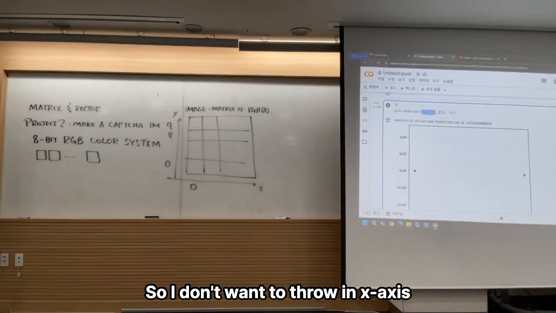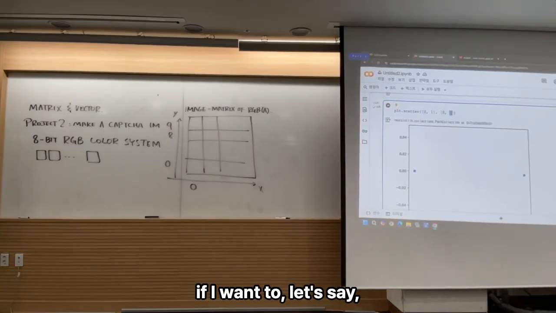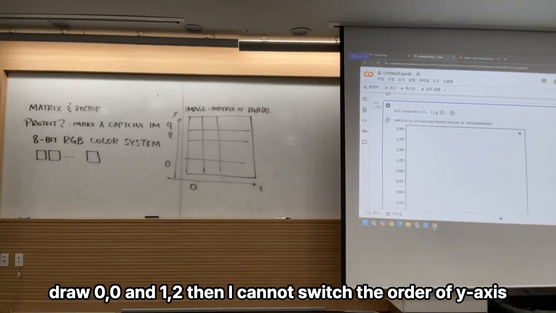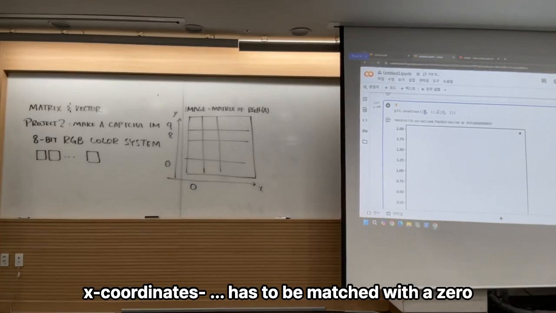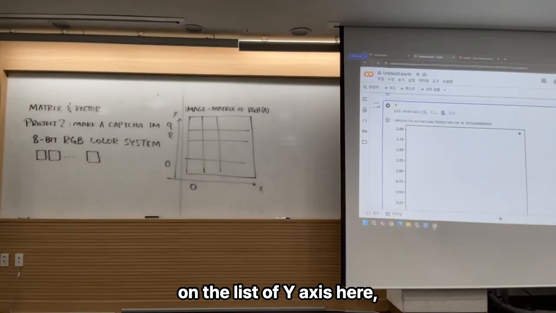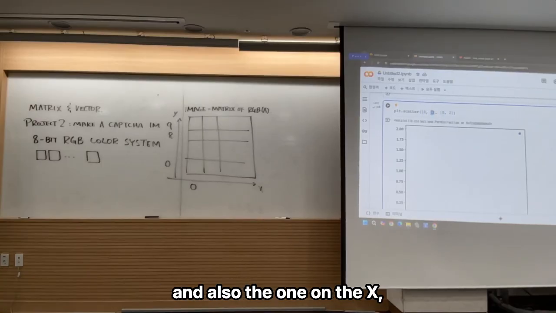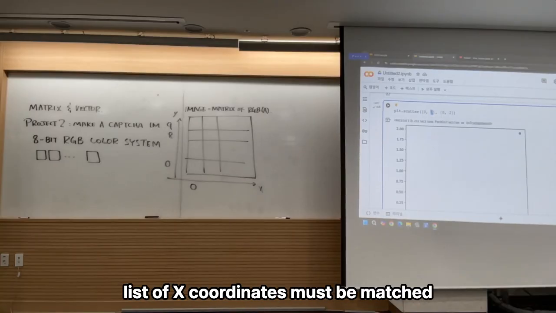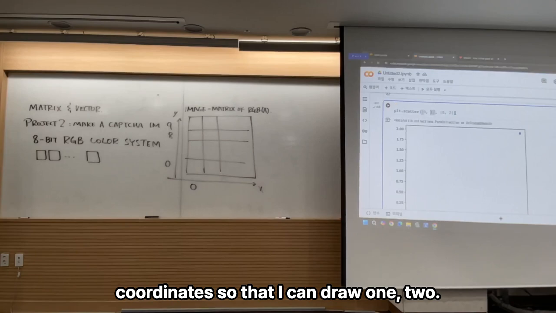I don't want to throw in the x-axis in a random order. For example, if I want to draw 0, 0 and 1, 2, then I cannot switch the order of the y-axis. The 0 on the first entry of the x-coordinates has to be matched with the 0 on the list of y-coordinates, so that I know I need to draw 0, 0. And the 1 on the second entry of the x-coordinates must be matched with the second entry of the y-coordinates, so that I can draw 1, 2.